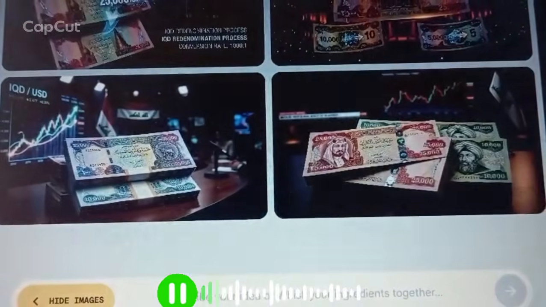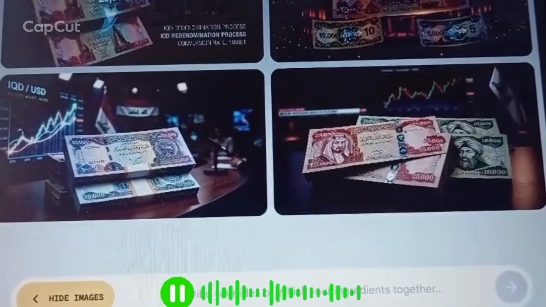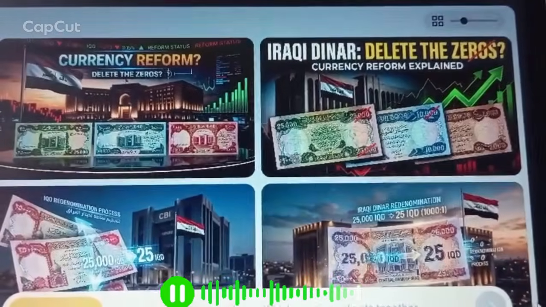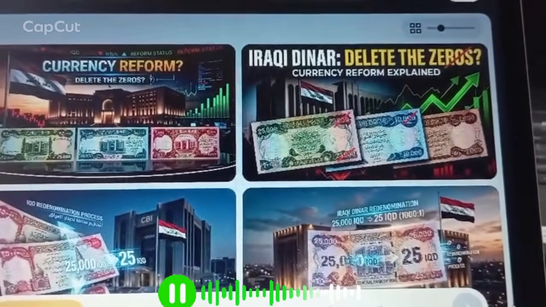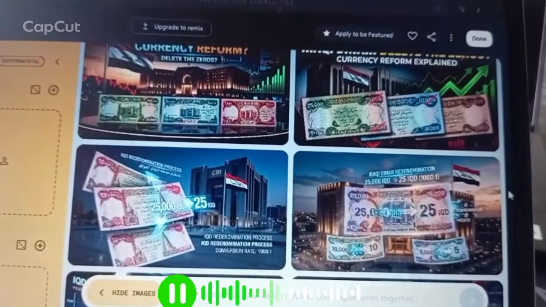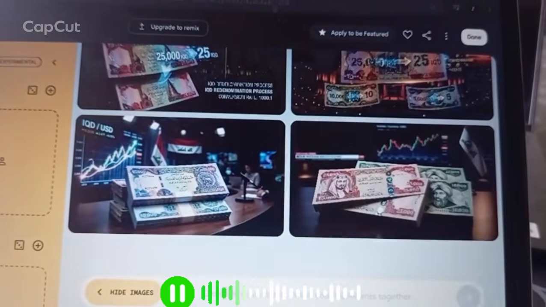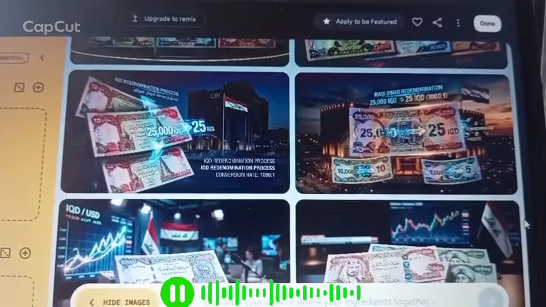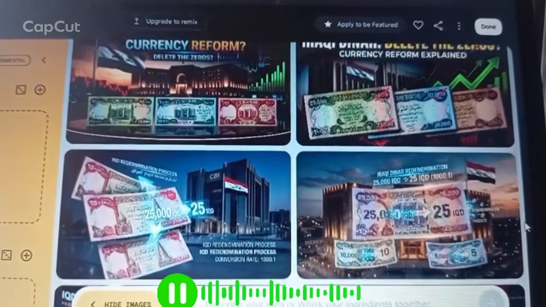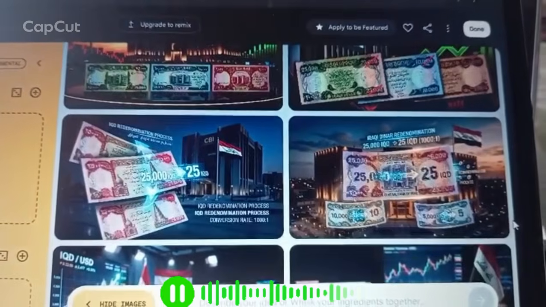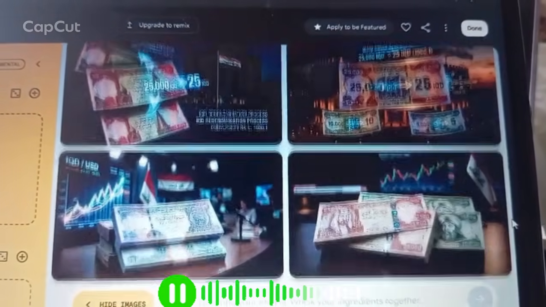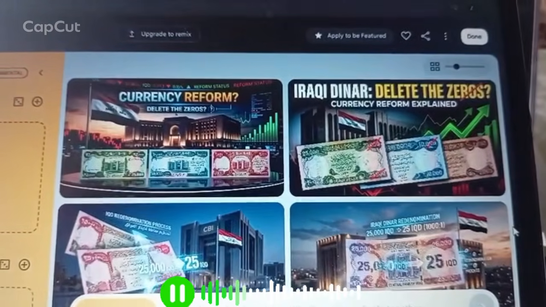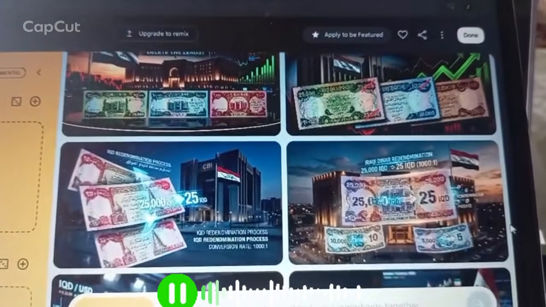In the long term, however, a successful currency reform could have meaningful benefits for Iraq's financial system. A simpler currency structure could make transactions easier, reduce accounting complexity, and potentially support greater efficiency in banking and commerce. But those benefits would depend heavily on broader economic reforms. Iraq would still need to manage inflation, strengthen financial institutions, improve banking practices, diversify government revenues, and maintain confidence in monetary policy.